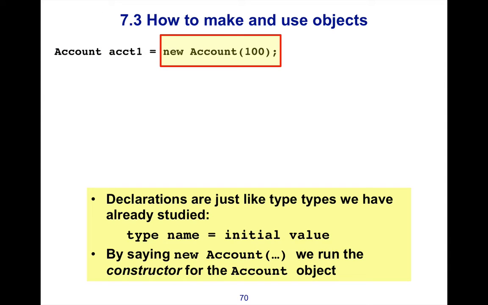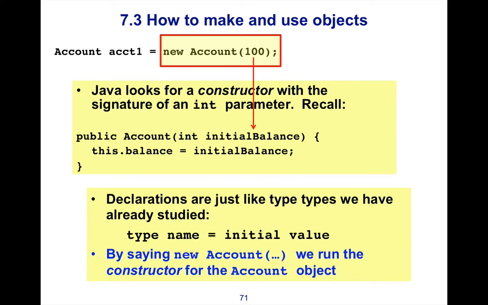So like all assignment statements, the right-hand side is evaluated first. New account 100 is the part that we look at first. That calls a constructor, and the constructor we're going to look for inside the account object takes in an integer as its only parameter, and we saw that constructor before. So new account triggers the constructor call. Once the $100 is passed into initial balance, that constructor runs its code just like any method would, and results in assigning this.balance equal 100, and so the instance variable now has $100 in it.